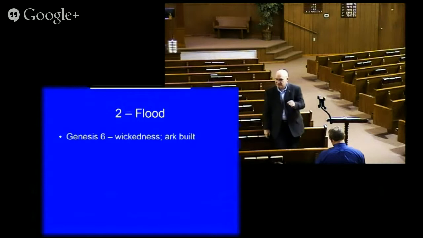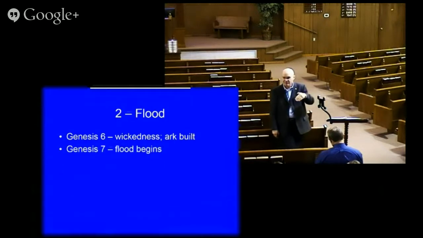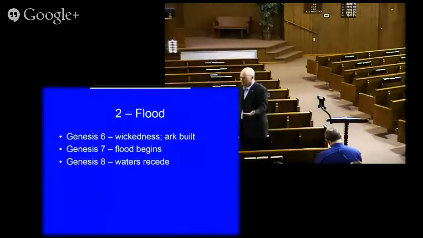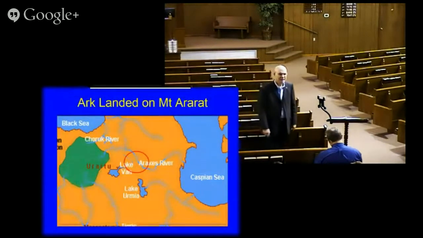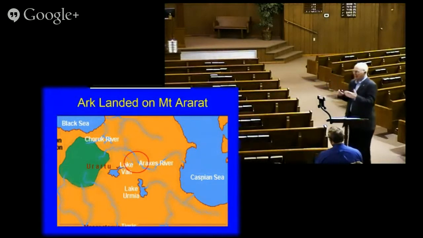In Genesis chapter 6, we see the wickedness of the world. Man had gotten so wicked that God was sorry he had made man and decided to destroy it, but he caused Noah to build the ark. That's chapter 6. In chapter 7, the flood begins. The waters start coming down, the actual flood. And then in chapter 8, the waters start receding and go away. Noah sends out the birds, and the ark lands in the area of Mount Ararat.